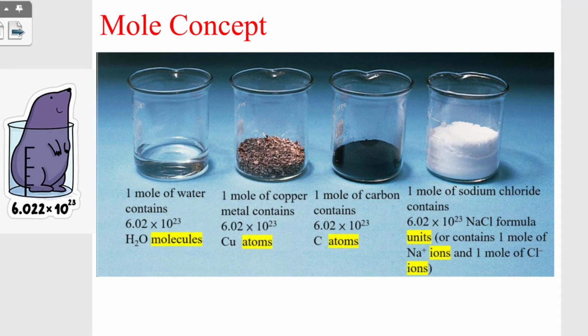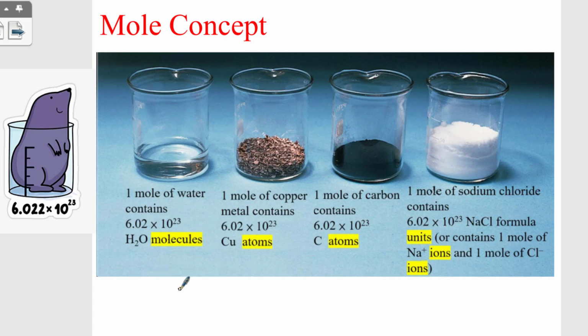In the same way, the mole concept is simply a ratio. The mole is 6.02 times 10 to the 23rd of anything. 1 mole of water contains 6.02 times 10 to the 23rd molecules of water. 1 mole of copper contains 6.02 times 10 to the 23rd copper atoms. 1 mole of carbon contains 6.02 times 10 to the 23rd carbon atoms. If you had 1 mole of planets, it would be 6.02 times 10 to the 23rd planets. If you have 1 mole of sodium chloride, you have 6.02 times 10 to the 23rd sodium ions, chloride ions, as well as sodium chloride formula units.